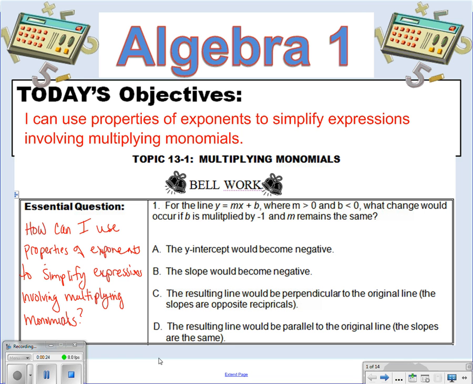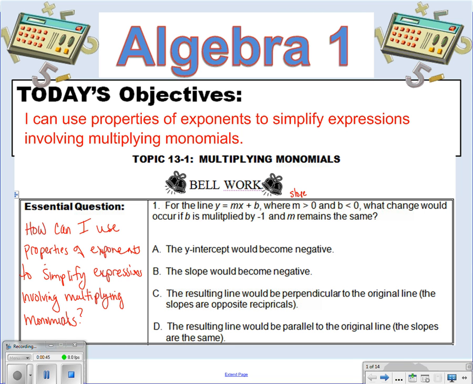Our bell work is a review problem. For a line in y equals mx plus b, where m is greater than 0 and b is less than 0, what change would occur if b is multiplied by -1 and m remains constant? So what we need to know is, what do m and b stand for? Our m is our slope.